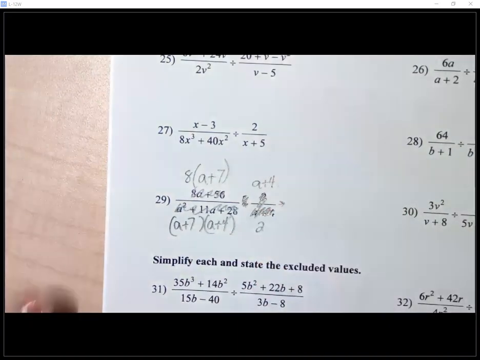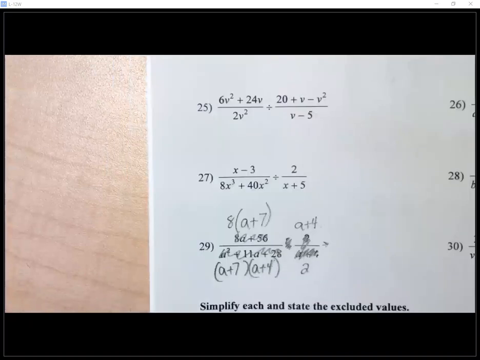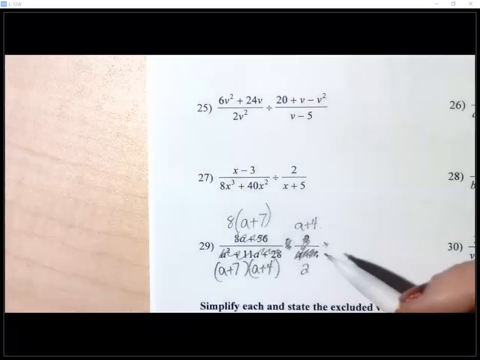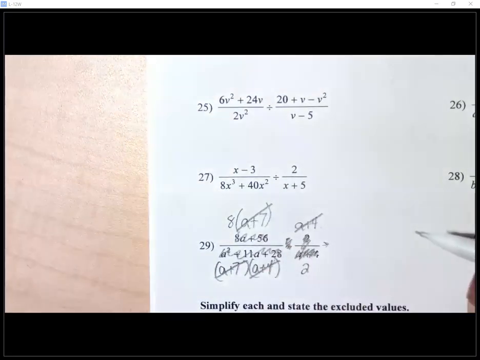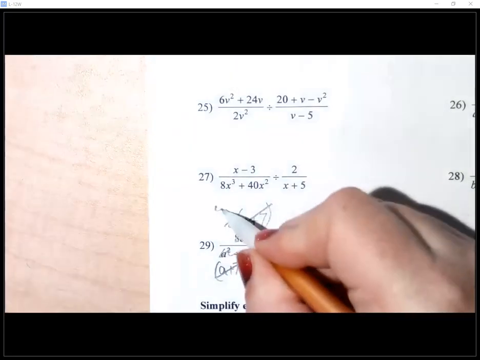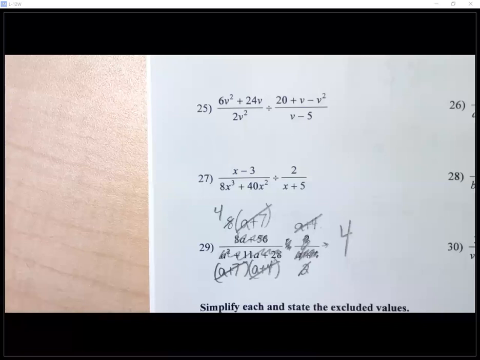All right, cool. So now I get to come in and cancel anybody that I can. So let's see. I see a plus 7s are going to go. A plus 4s are going to go. Can I do anything else? Yeah, the 8 and the 2. Let's reduce that like a normal fraction. 8 over 2, aren't I just going to get 4? And that's my final answer, right? Because the denominator is just a 1. So I just get that whole thing simplified down to just be a 4. Isn't that neat? So that is how you handle division. It's the same as a multiplication problem once you rewrite it. Questions?